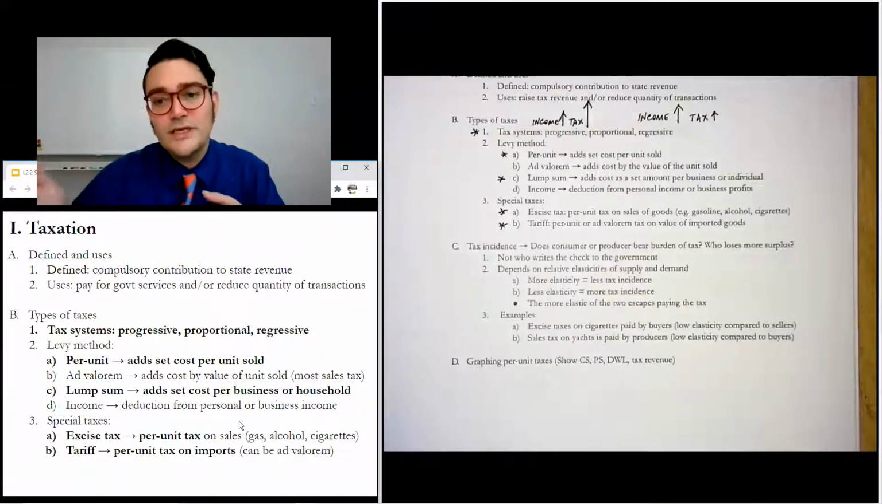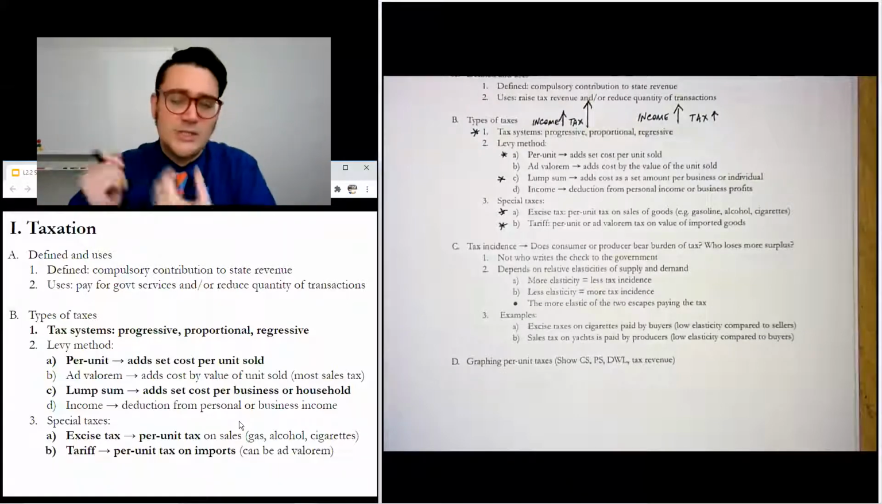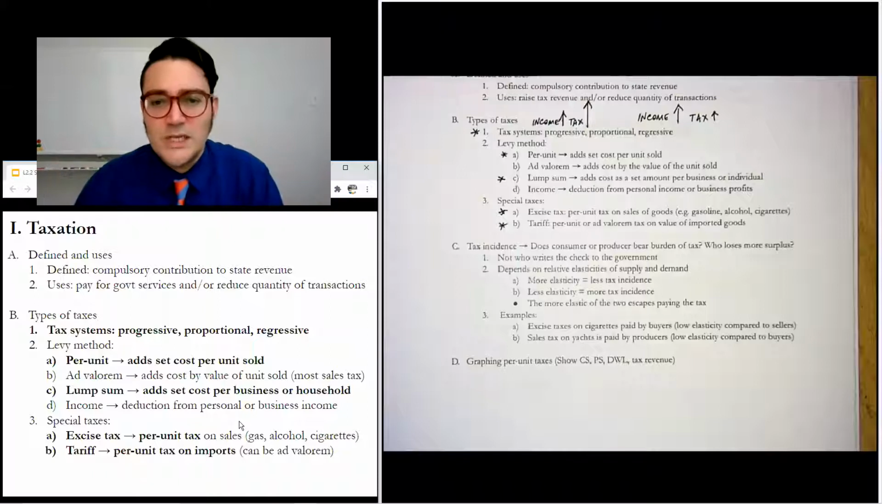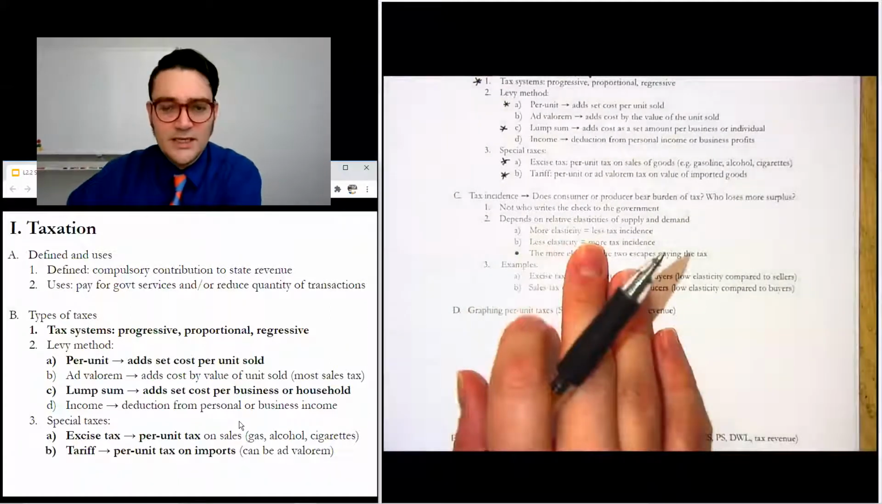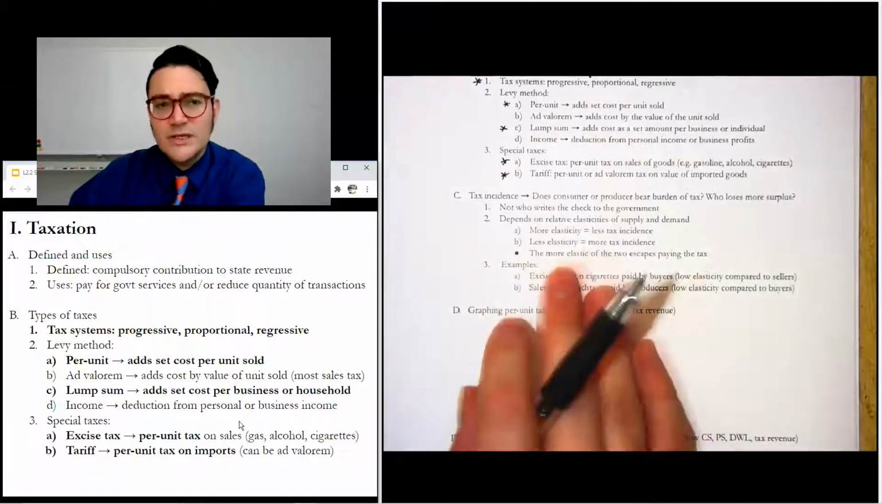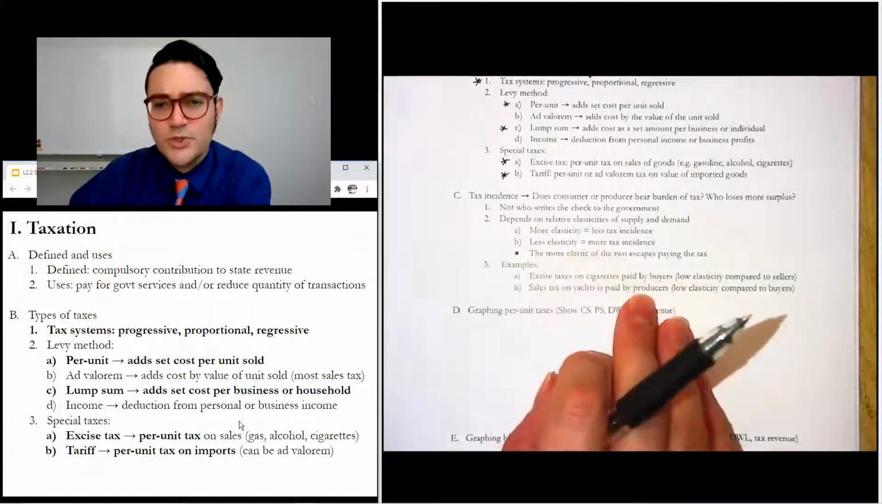Tariffs are per unit taxes on the value of imported goods. And so they would only apply to things that you're buying from other countries. We're going to look at those in this class as well. Tax incidence. This is another concept that sometimes students get a little hung up on, and I'll show you some tricks for it.